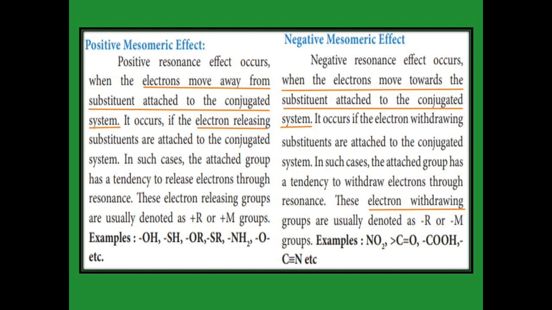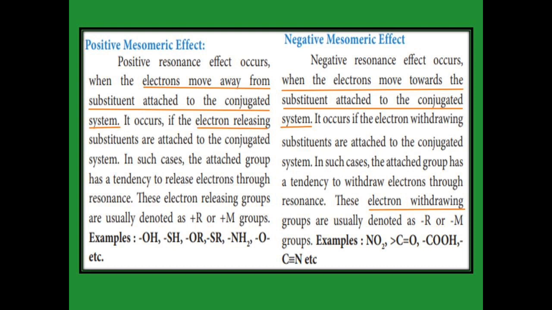For example, OH is alcohol, SH is thioalcohol, OR is ether, SR is thioether, NH2 is amine, and O is ether. These give the positive mesomeric effect.